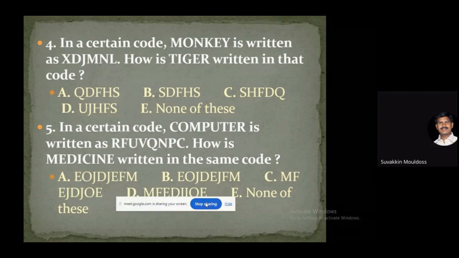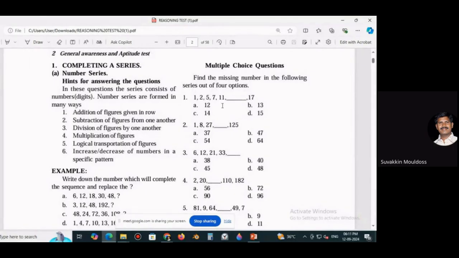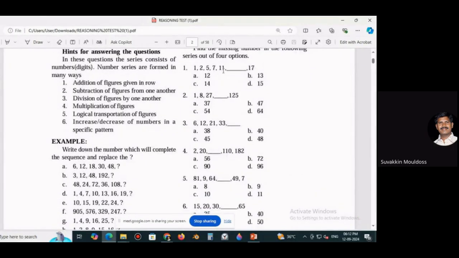I'll stop this one and share a test file that we can work out now. 1, 2, 5, 7, 11, dash, 17. 13, 17, sir. 1 plus 1, then 2 plus 4, 2 plus 3, then 5 plus 2, then 7 plus 4. What is it going? Sir, 13. It's the odd number series. Odd numbers, 1, then 3.